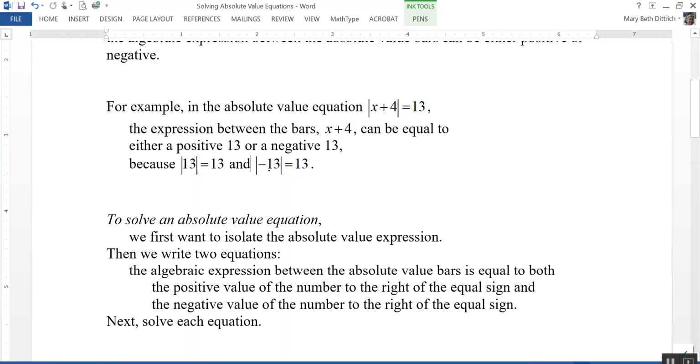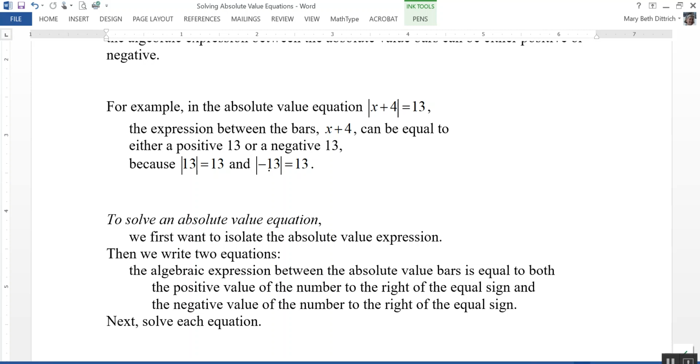So to solve an absolute value equation, we first want to isolate the absolute value expression. So if there's anything being multiplied by the absolute value or added or subtracted to the absolute value, we want to get rid of that. We want to have absolute value of something equals just a number.